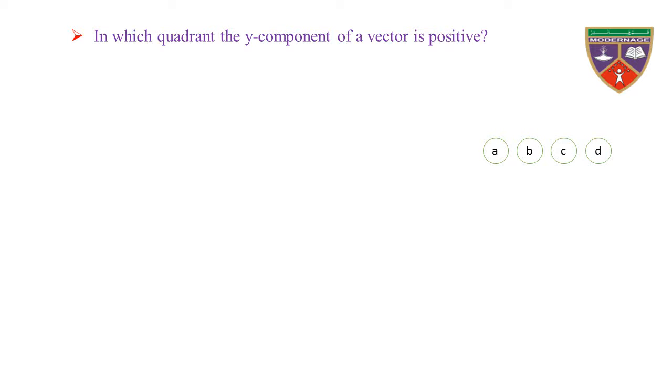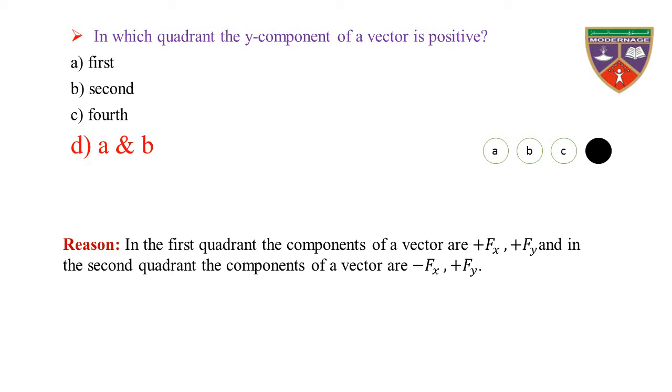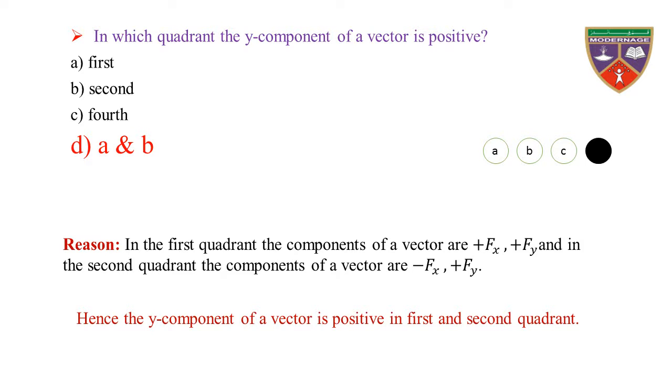In which quadrant is the y component of a vector positive? Option A first, option B second, option C fourth, option D A and B. The key is A and B. Therefore, the correct option is D. Reason: in the first quadrant, the components of a vector are plus Fx, plus Fy, and in the second quadrant, the components of a vector are minus Fx, plus Fy. Hence, the y component of a vector is positive in the first and second quadrants.